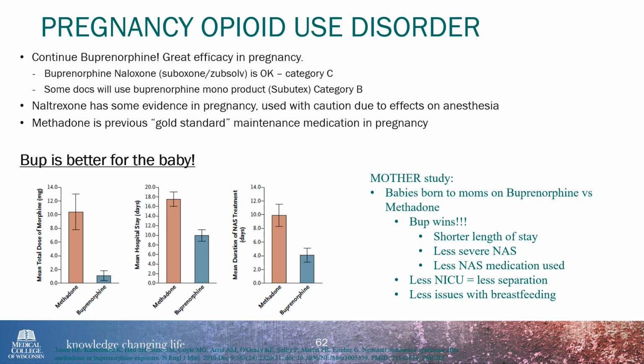So, famous study known as the MOTHER study, they looked at moms on methadone versus moms on buprenorphine, and they looked at the fetal effects. Well, babies born to moms on buprenorphine had less neonatal abstinence syndrome, had a shorter length of stay in the hospital, needed less medication, and had shorter neonatal abstinence syndrome treatment. So the evidence is pretty clear that if you're comparing buprenorphine versus methadone in pregnancy, buprenorphine is significantly better.